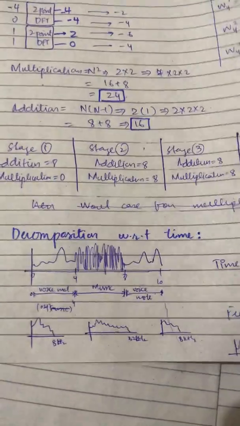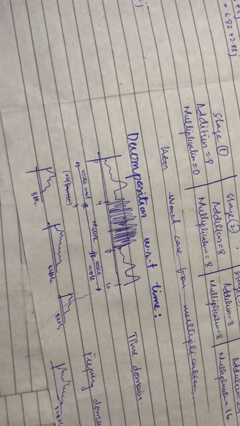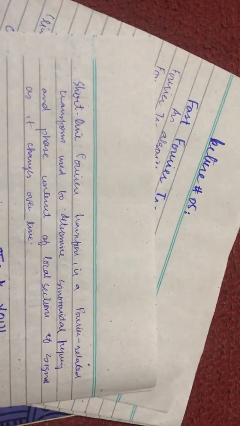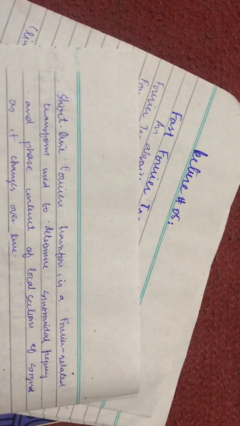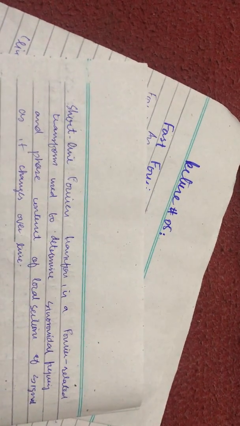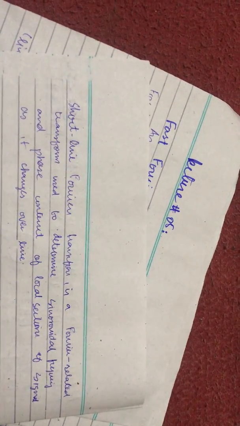And at the end of our lecture we will also go through the decomposition with respect to time. What is actually the decomposition with respect to time? It is the short time Fourier transform. It is actually the short time Fourier transform, which is a Fourier related transform used to determine the sinusoidal frequency and phase content of local sections of a signal as it changes over time.